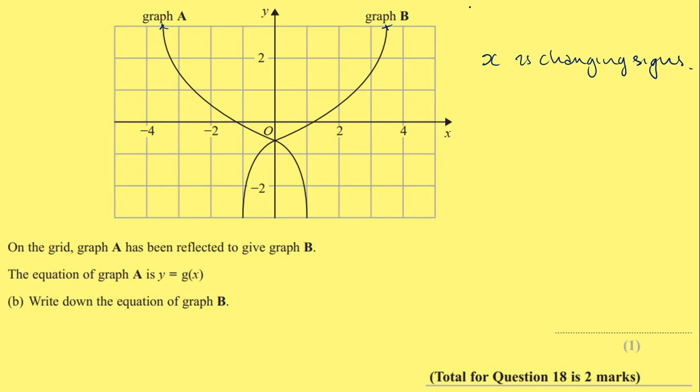The x is changing the sign, so we know we're inside the brackets. That means that we've got B is equal to y equals g of, well, x changing signs is going to be there, x changing signs. That's the only time that the bracket ever tells the truth when you're dealing with a transformation on x. So for the equation of graph B, we've got y equals g of negative x.